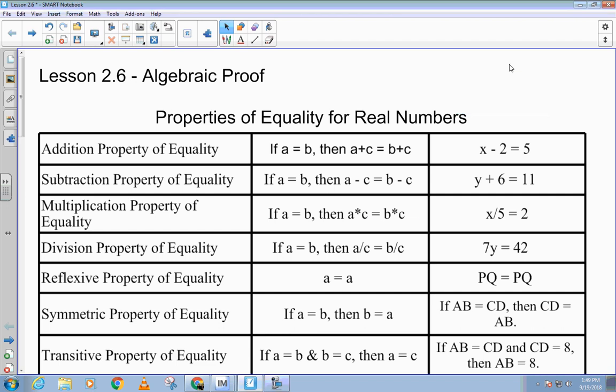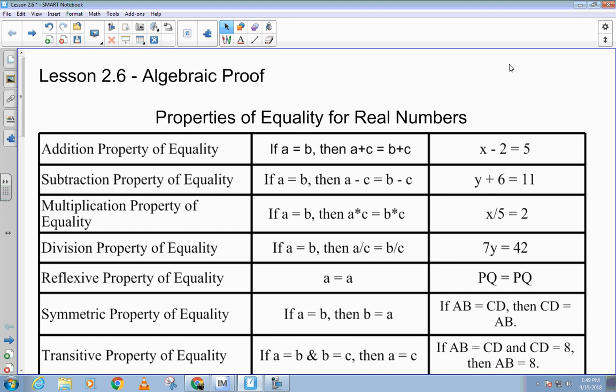Algebraic proofs, and like I said, we're going to be looking at some different properties that you use to solve equations, and then some other properties that are just mathematical properties. The first four that we're going to talk about are the addition, subtraction, multiplication, and division properties of equality. Basically, when you solve an equation, what you do to one side, you do to the other.